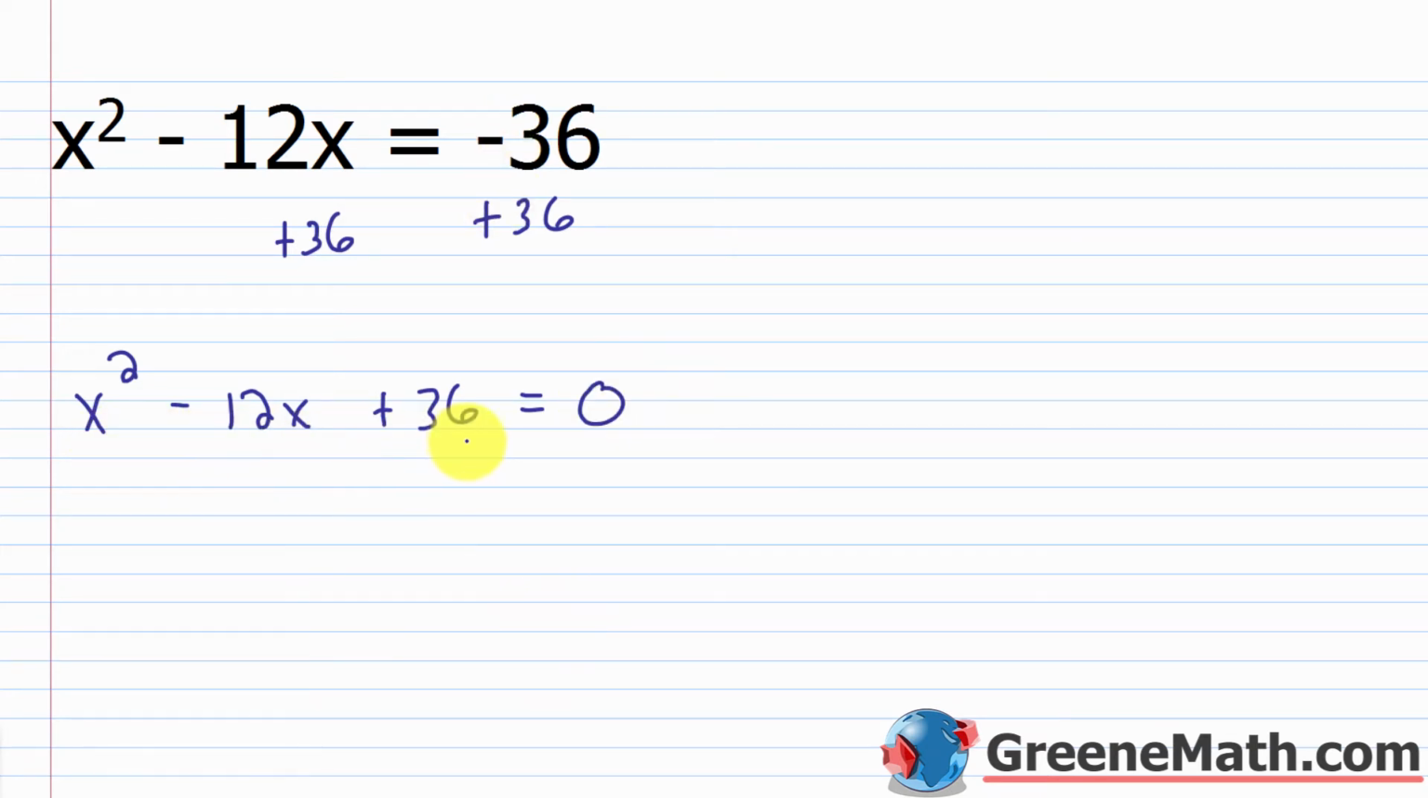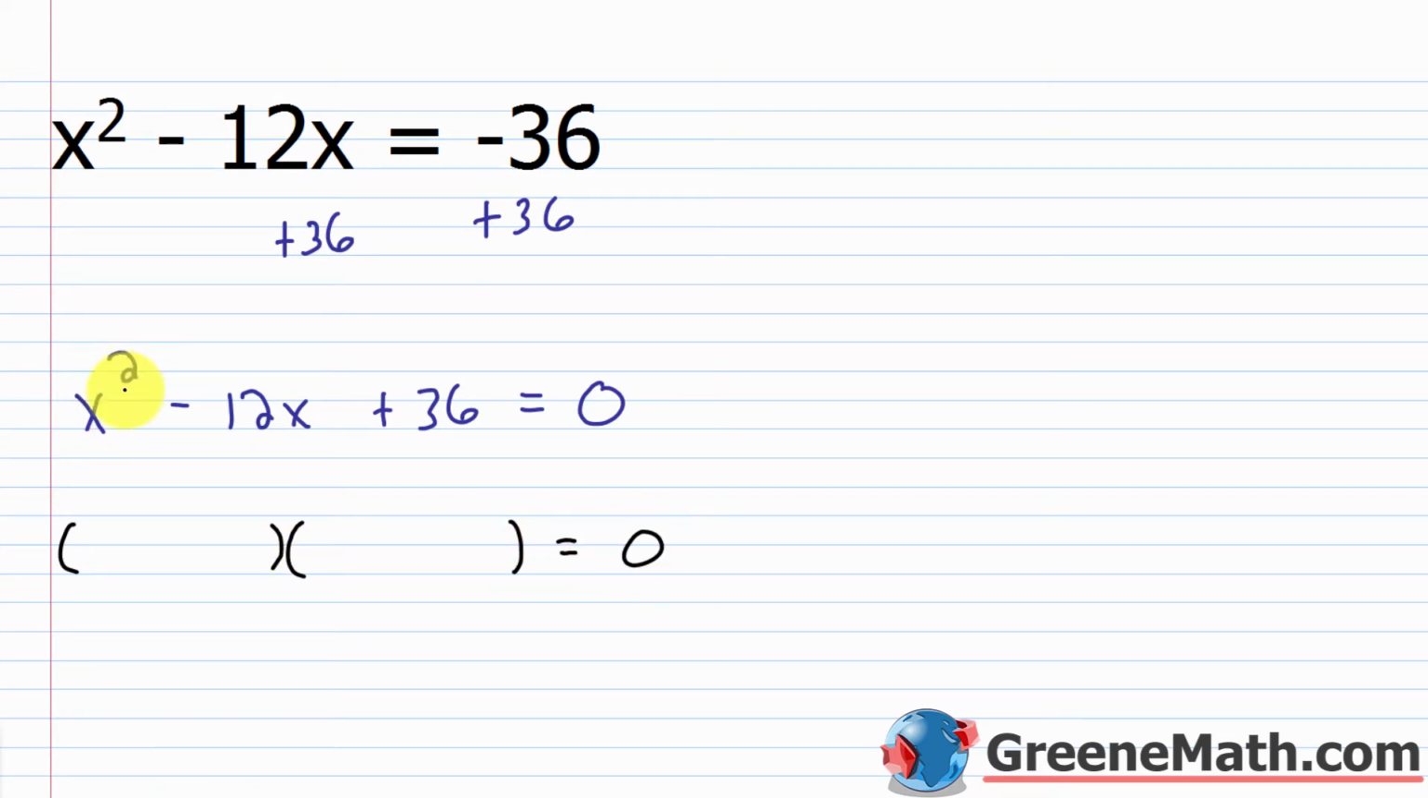So the left side, if you look at it, is a trinomial in standard form. I've got x squared, x to the first power, and I've got my constant. Okay, so that's what I want. On the right side, I have a 0. So what I want to do now is factor this left side into the product of two binomials. Very easy to do.